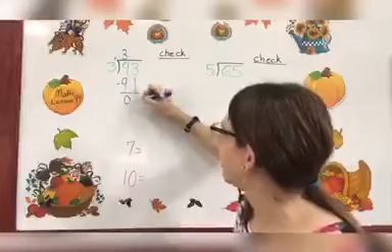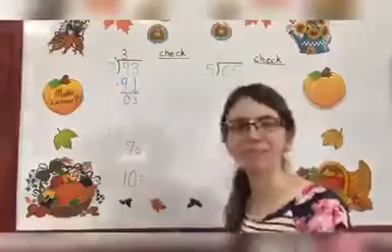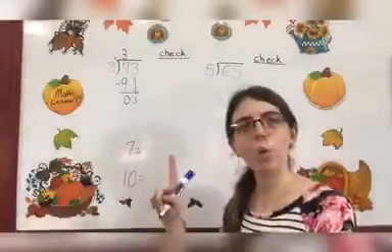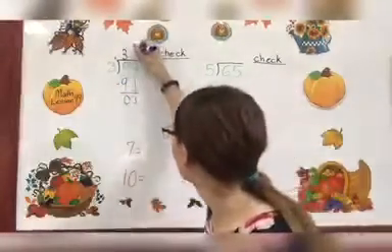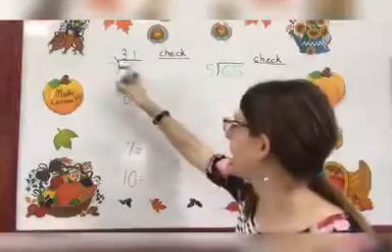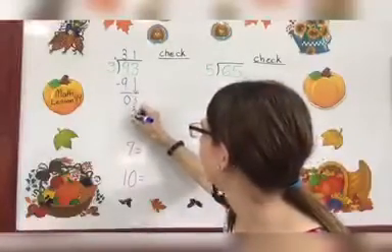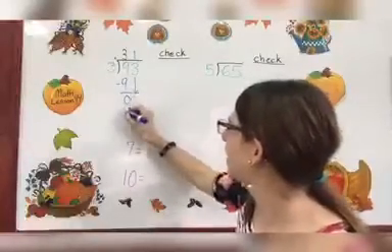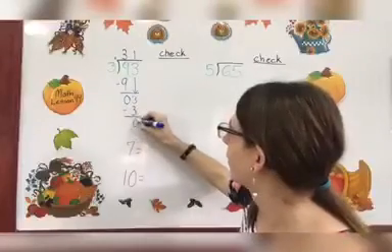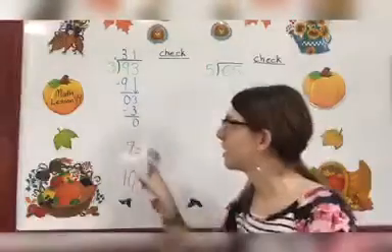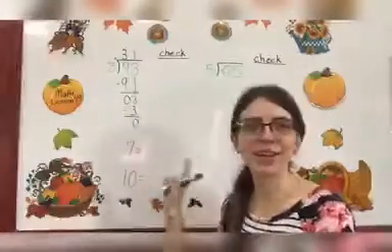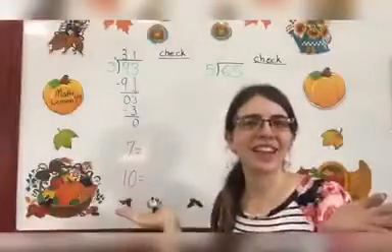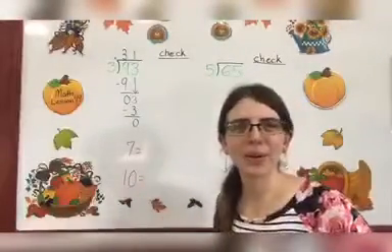What is 3 divided by 3? 1. 1 times 3 is 3. 3 minus 3 is 0. Compare 0 to 3. 0 is less than 3. There's nothing left to bring down. So now I'm going to check.